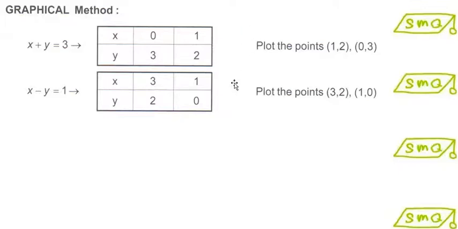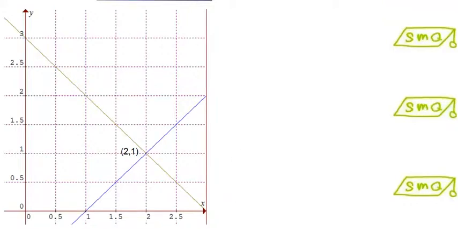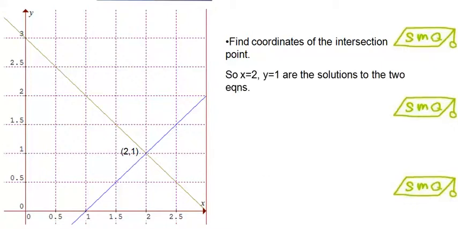From the values in the table, we plot the points (1, 2), (0, 3) and (3, 2), (1, 0) on the graph. The graph should look like this. Next, we find the coordinates of the intersection point. In this case, it is (2, 1). Therefore, x equals 2 and y equals 1 are the solutions to the two equations.